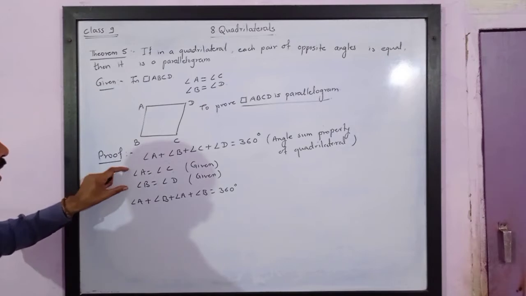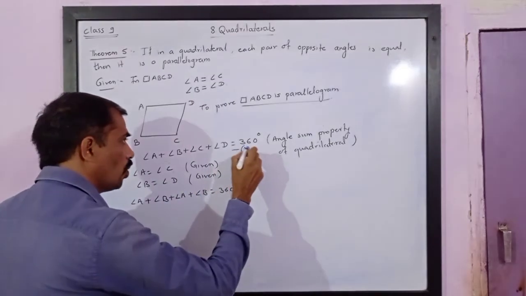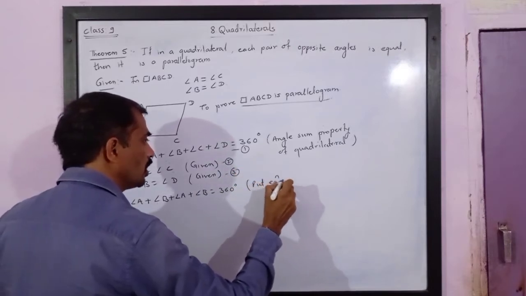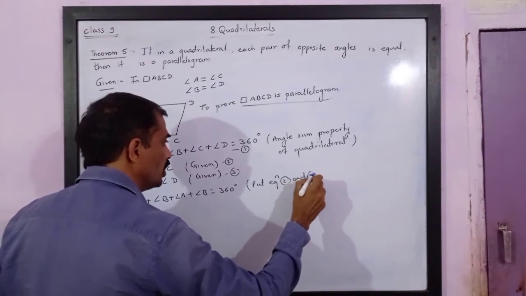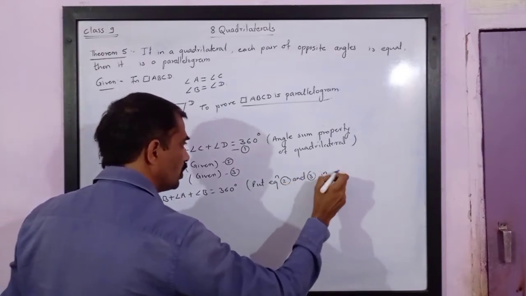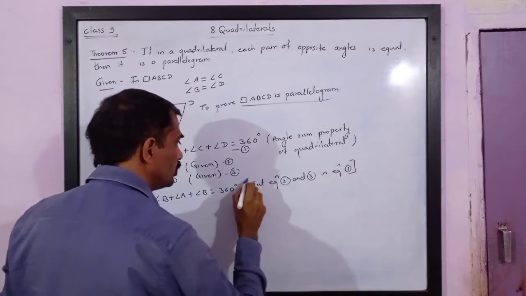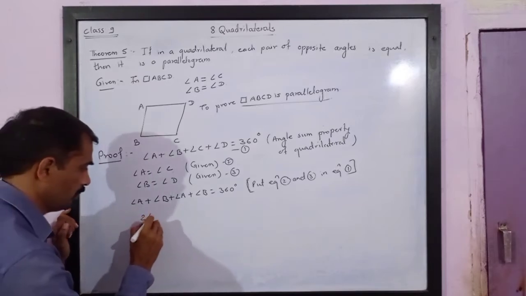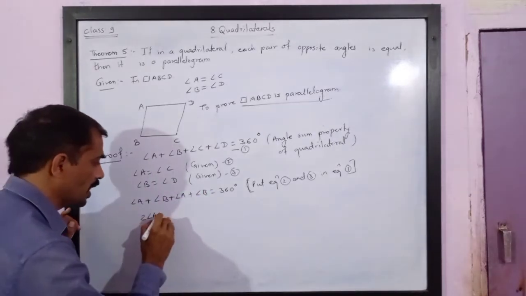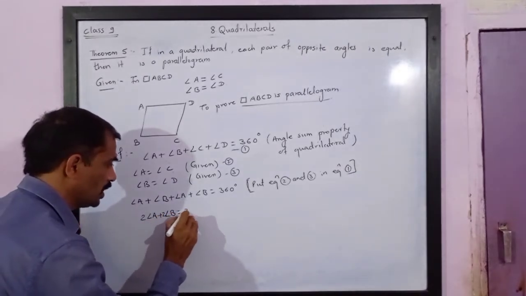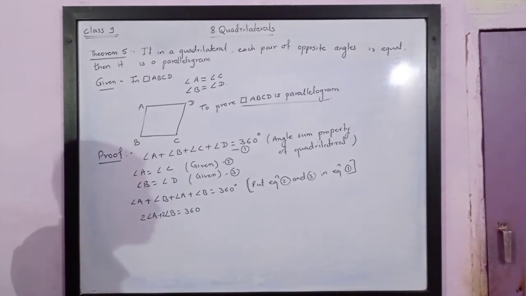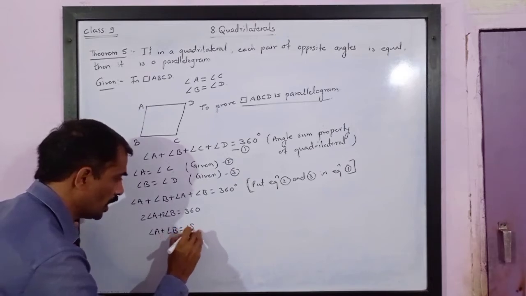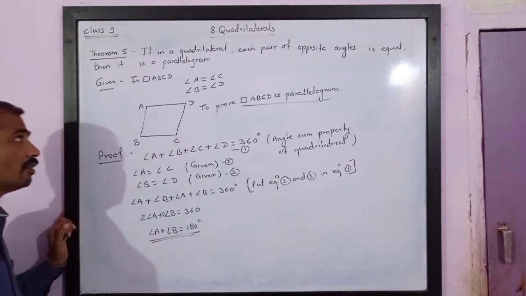Now, I will name these equations 1, 2, 3. Put equations 2 and 3 in equation 1. Now watch carefully. I have got angle A plus angle A, which is twice angle A, and angle B plus angle B, which is twice angle B, is equal to 360. Divide the equation by 2, you will get angle A plus angle B equals 180 degrees. Now look at the figure.